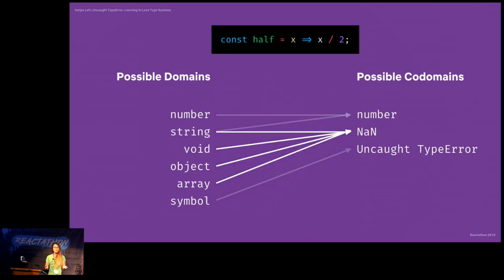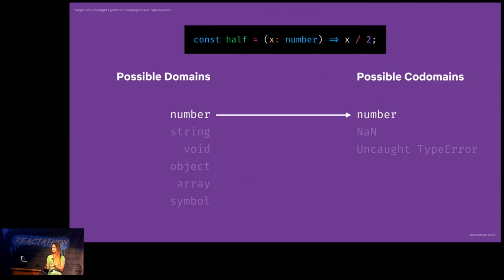And you also have your other types, like your voids, which are null or undefined. You have objects, you have arrays, which are really special objects. And these all return not a number, which, by the way, is actually a number. So thank you, JavaScript, again. And if you pass in a symbol, you'll get a type error. So this is not actually an output or a codomain because it's an exception.